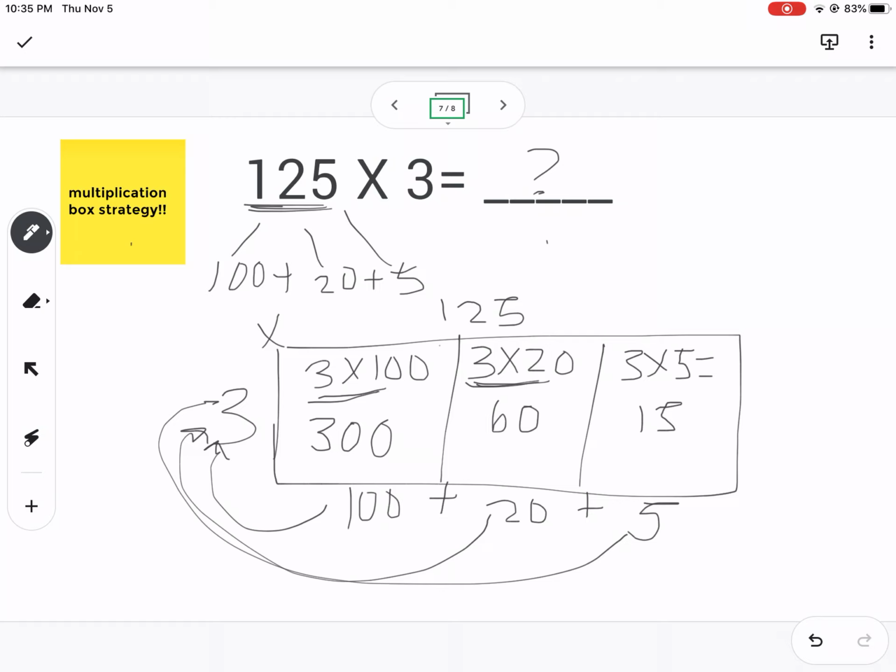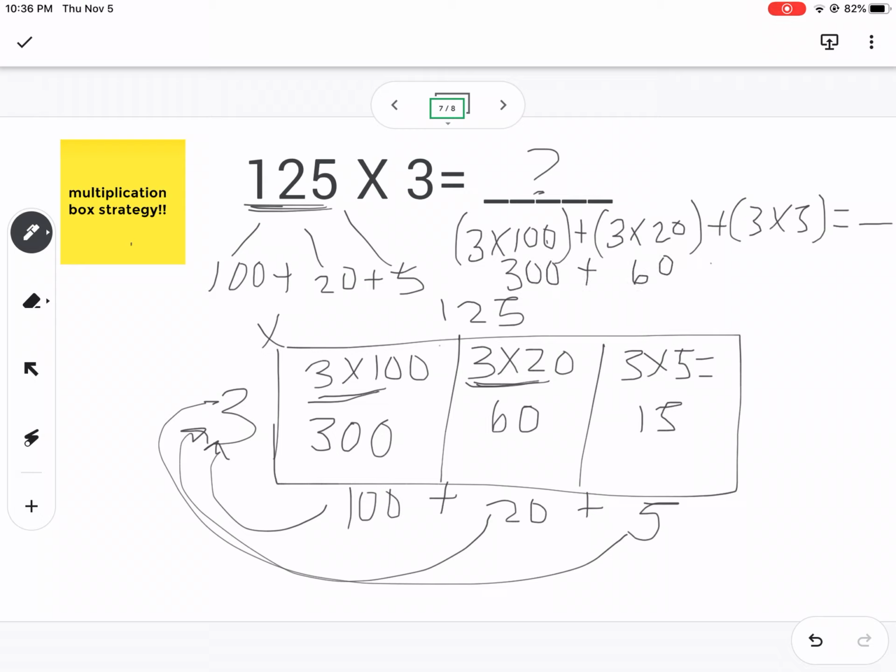So I have my 3 numbers that I have to add up, 300 plus 60 plus 15. So if I were to write an equation, it would be 3 times 100 plus 3 times 20 plus 3 times 5 equals blank. So that's 300 plus 60 plus 15. So I know 300 plus 60 is 360. Then if I add my 15, I have 375.